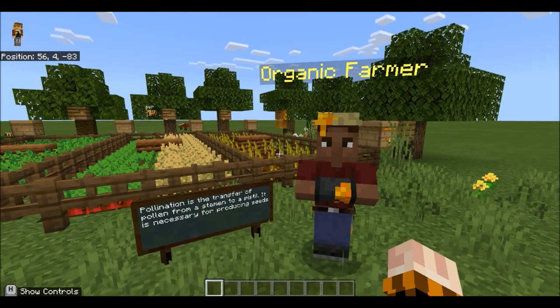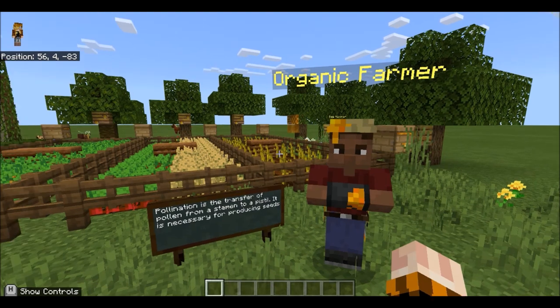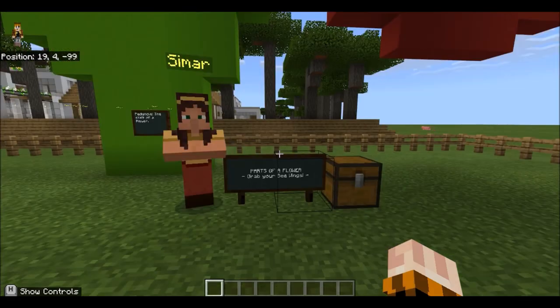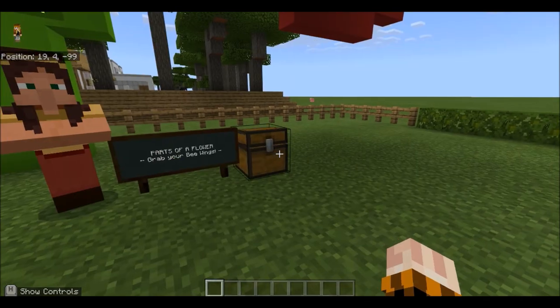So what is pollination? Organic farmer, can you tell us something more about pollination? Pollination is the transfer of pollen from a stamen to a pistil. It is necessary for producing seeds. What are these? For that, we will have to understand the parts of a flower. So grab your bee wings and let's explore the parts of a flower.